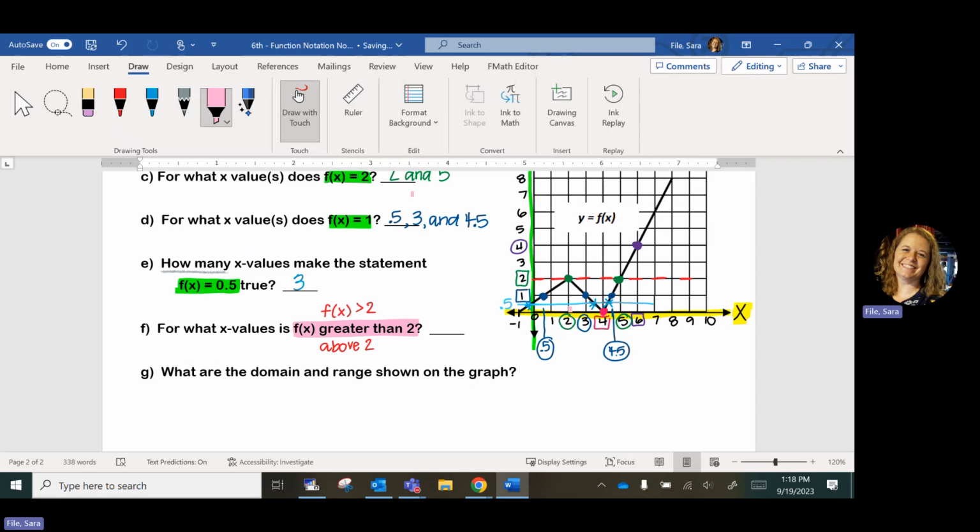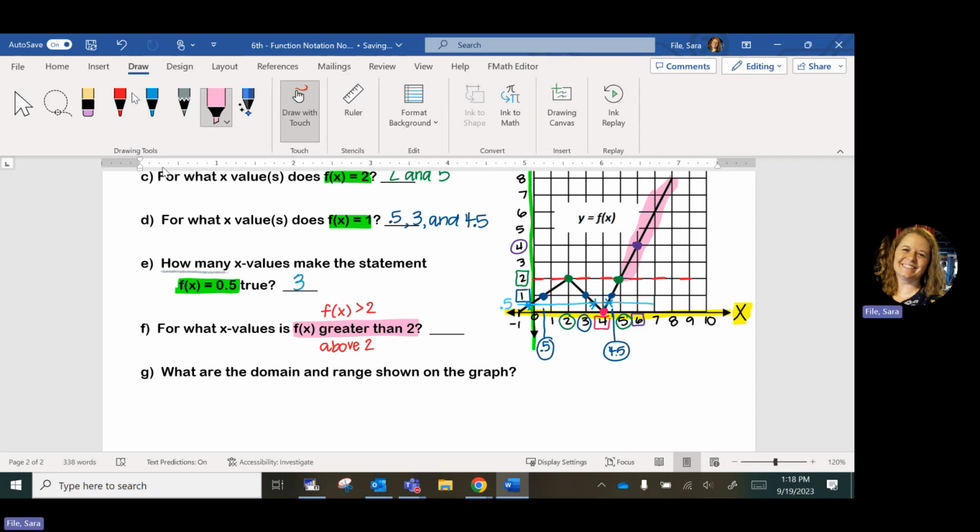At that point, there's a coordinate at 2, 2. Is that above 2 or is it equal to 2? That's equal to 2. Okay, so that's not a solution here. It is not above 2 there. So I keep going. Here again, it's equal to 2 when X is 5, but it's not above 2. It goes above 2 here. This section of the graph. Do y'all agree?